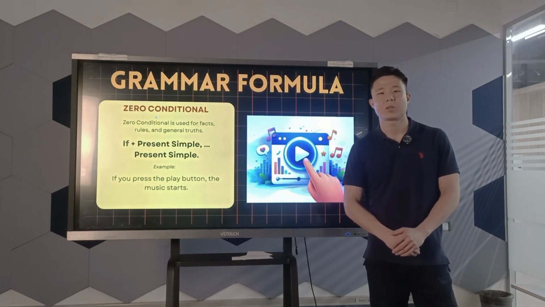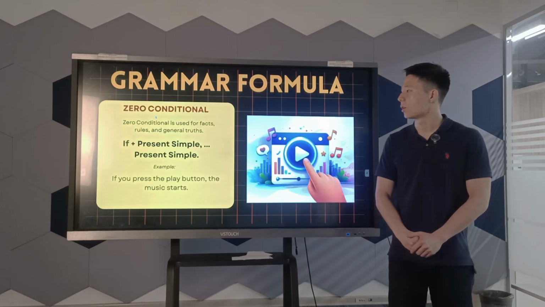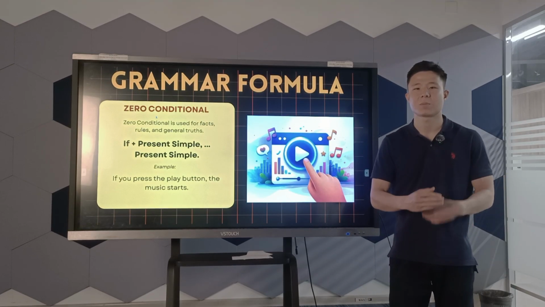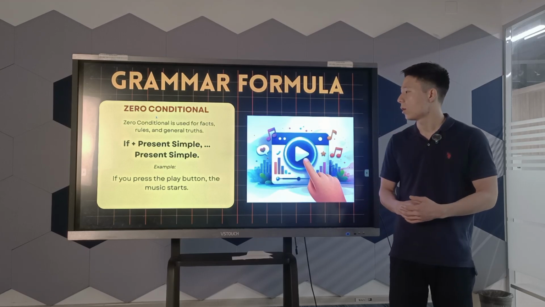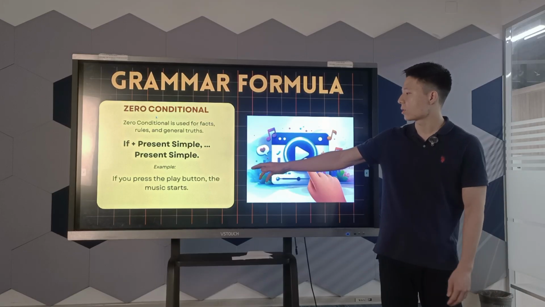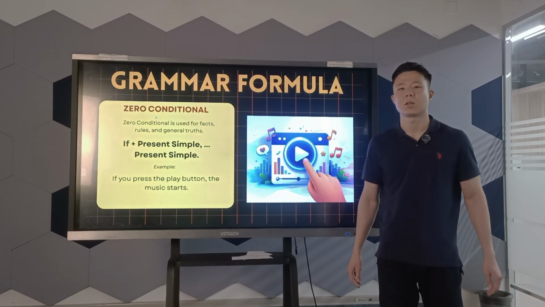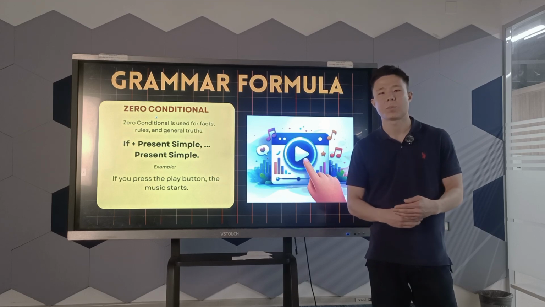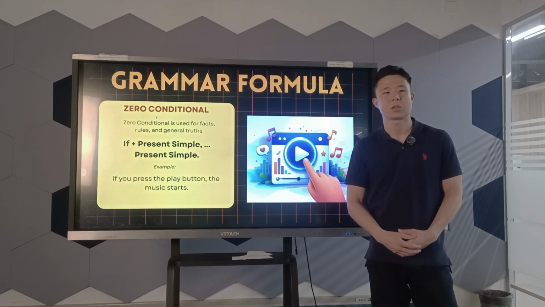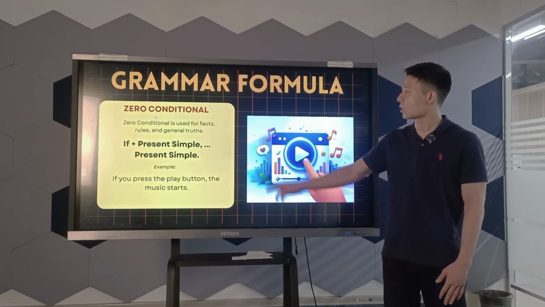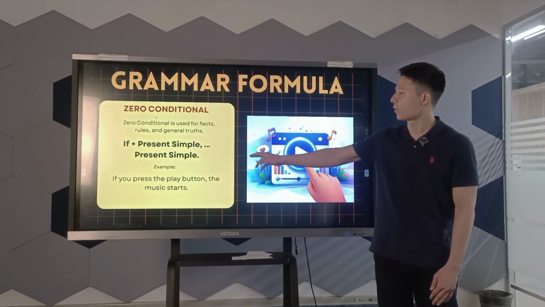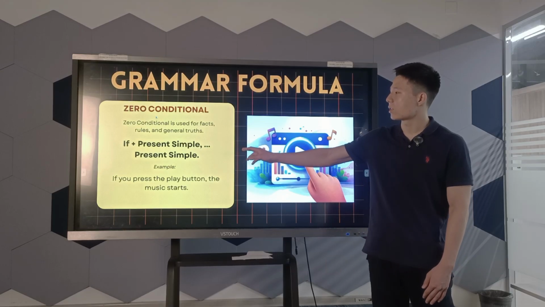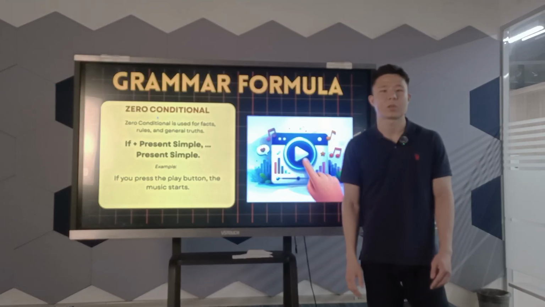So zero conditional is used for facts, general truths, and rules that happen every time the same. I mean, the result is the same in every situation. For example, if you press the play button, the music starts. It's a fact. It's always the same. For example, if the water temperature reaches 100 degrees, it starts boiling. And the structure of this is if plus present simple, and the present simple after a comma. In the first part we write the situation, and after that we write the result, what happens.